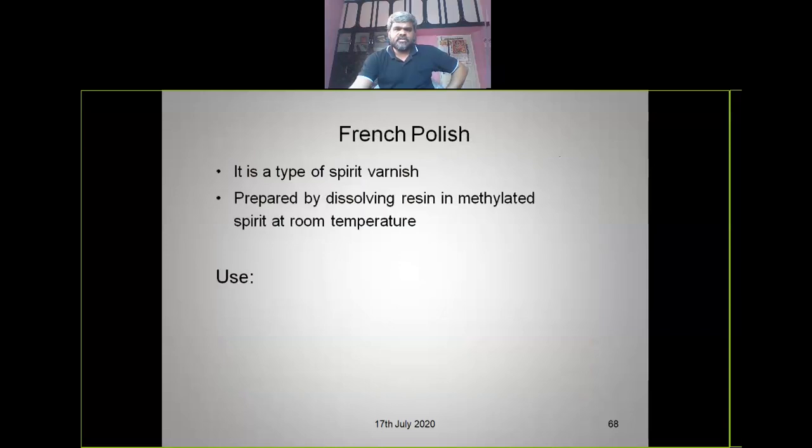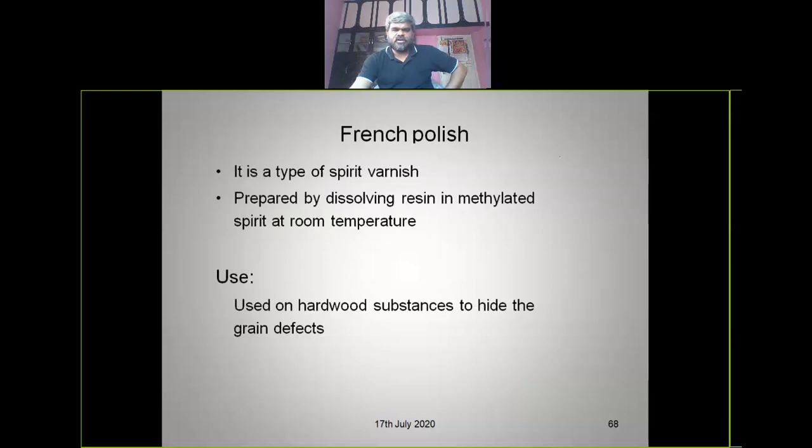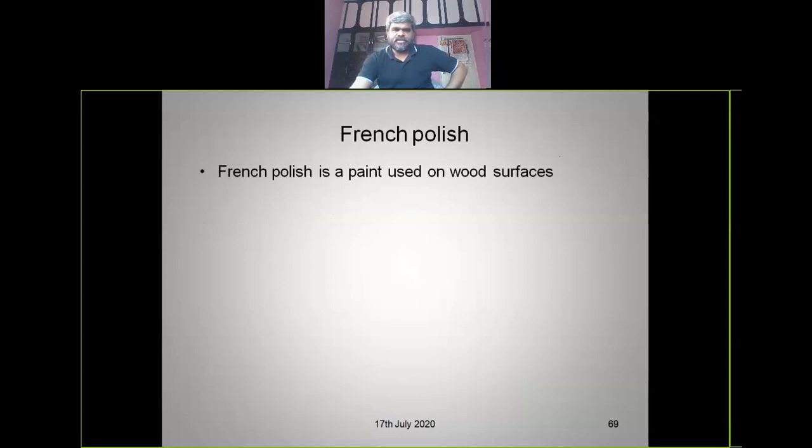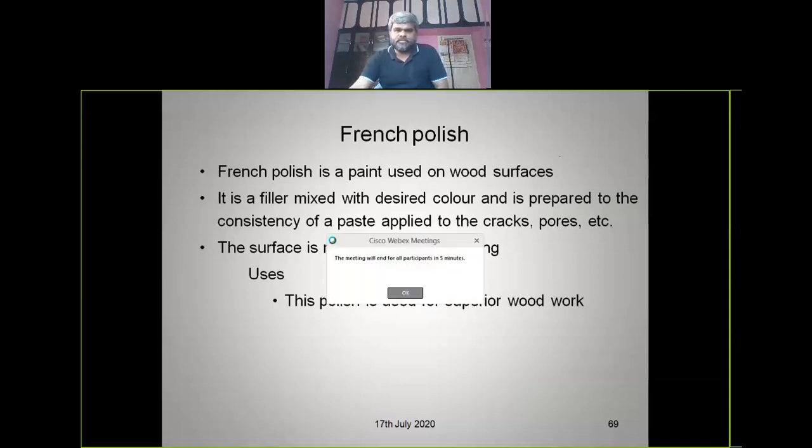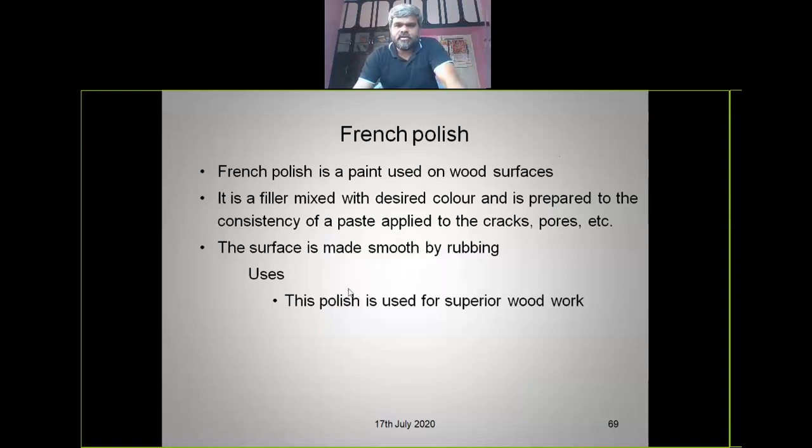This is how spirit varnish is prepared, by dissolving resins in methylated spirit at room temperature, used for hard wood. French polish is used on wood surfaces. It is a filler mixed with a desired color, prepared to the consistency of a paste and applied to the cracks and pores. The surfaces are made smooth by rubbing. This polish is used for superior woodworks and handrails. This is called French polish.